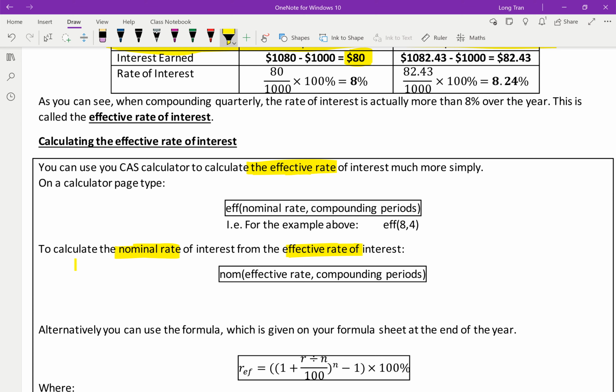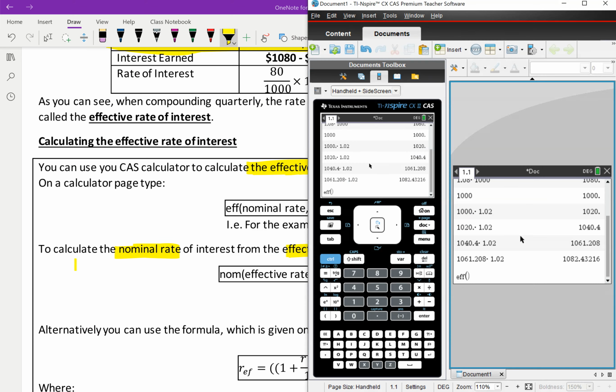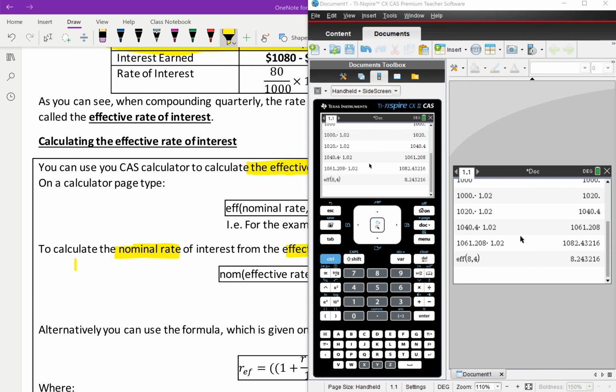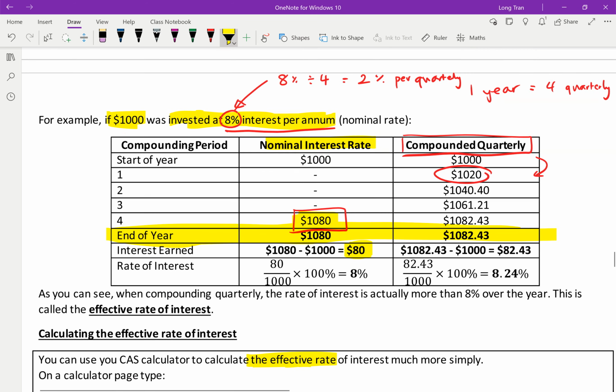So in our case, I want to find the effective rate. I know the nominal rate is 8% per annum, and I know there are 4 quarterlies. So right here it says 8 for the nominal rate. The next number, after the comma, tells you the number of times you compound it. Since I'm compounding quarterly, I know there are 4 quarterlies, so here I would write 4, and you can see it gives 8.24 as your percent. So you don't actually have to do all of this calculation or all of these steps to get to 8.24. You can do it in one go.